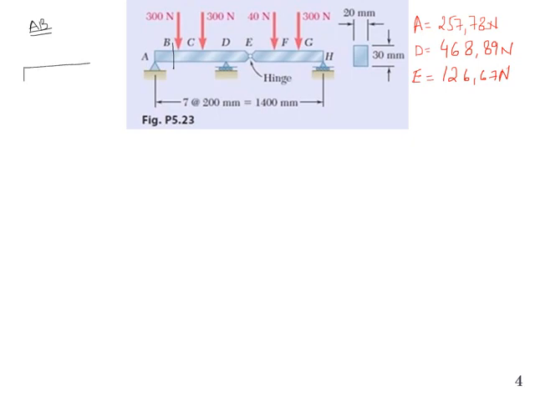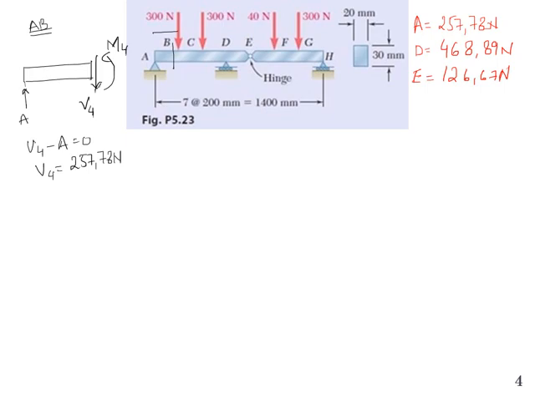And if we draw the free body diagram for AB, we have A acting in the upward direction. Let me write this shear force V4, and we have a moment, let me write M4. Now V4 minus A is equal to 0, and V4 will be equal to 257.78 Newton, and that will be constant between A and B.